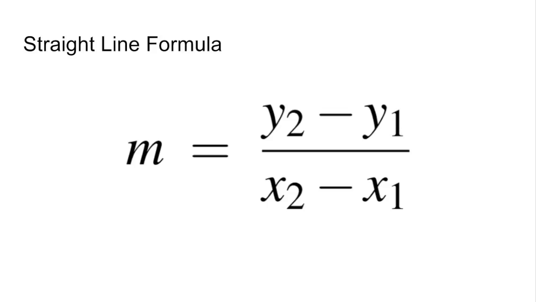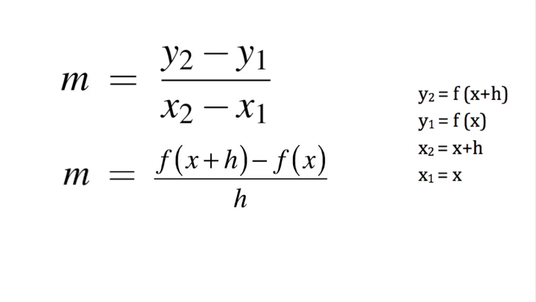Now that we have 2 points, we can use the straight line formula to find the slope of the secant. m equals y2 minus y1 over x2 minus x1. Plugging in the points into the straight line formula, we get f of x plus h minus f of x over x plus h minus x, which simplifies to f of x plus h minus f of x over h.